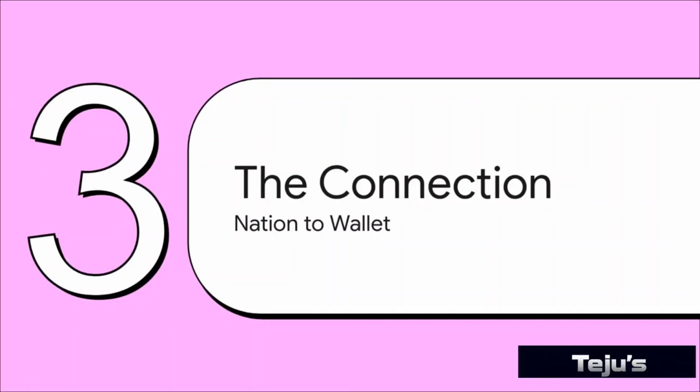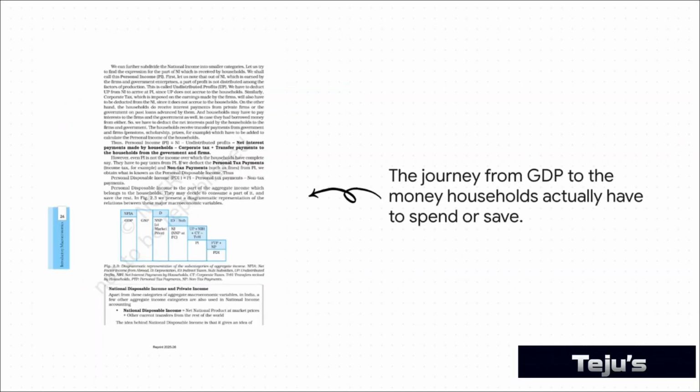Okay, this is all great on a huge national scale. But how do we get from these trillion-dollar numbers to the money that people can actually spend? How do we connect the nation's total output to what really ends up in your wallet? You can think of it like a journey, or maybe a waterfall. We start with that massive national number at the very top, and then we go through a series of steps. We subtract things that don't actually reach people's pockets, and we add things that do, until we finally arrive at the amount that households have left.